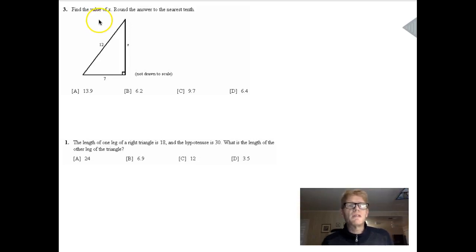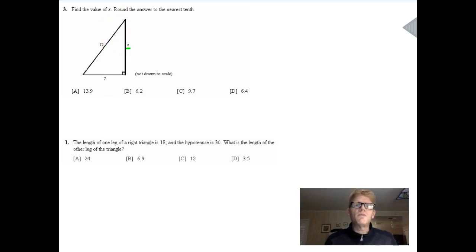In this tutorial, we're going to take a look at the Pythagorean Theorem and how to solve problems involving triangles. So this problem says find the value of x, round the answer to the nearest tenth. So x is right here. So now we just need to find the value of x.